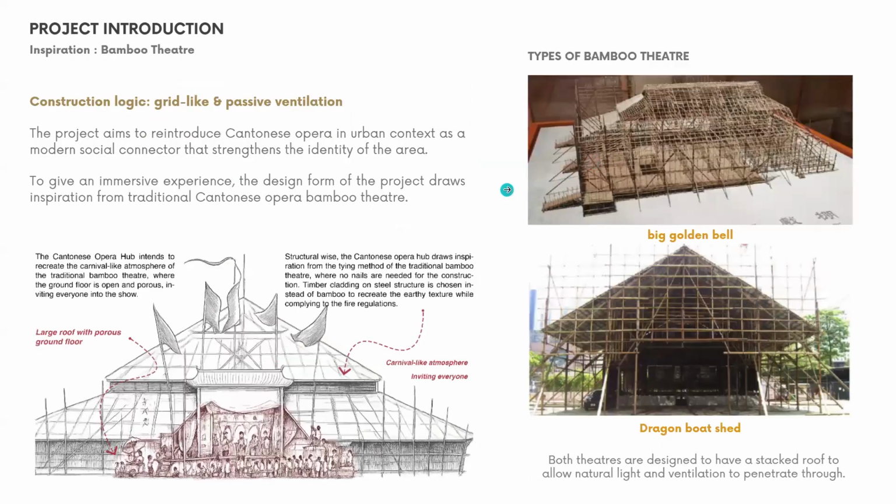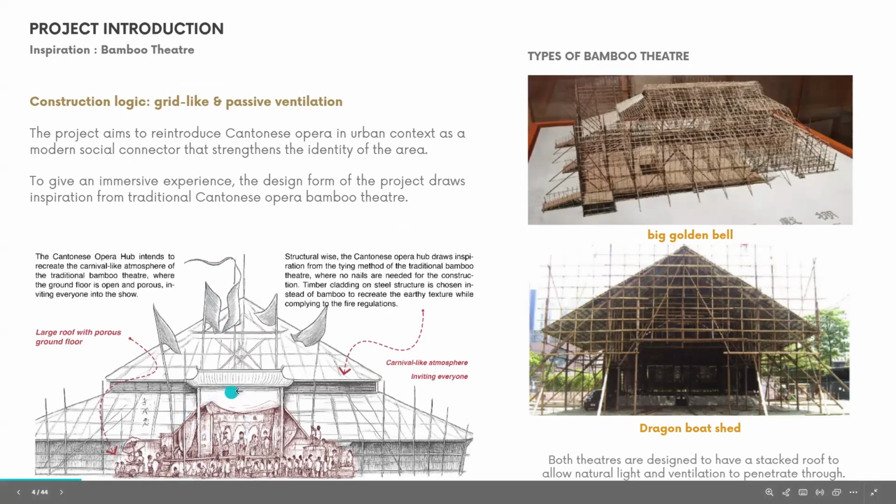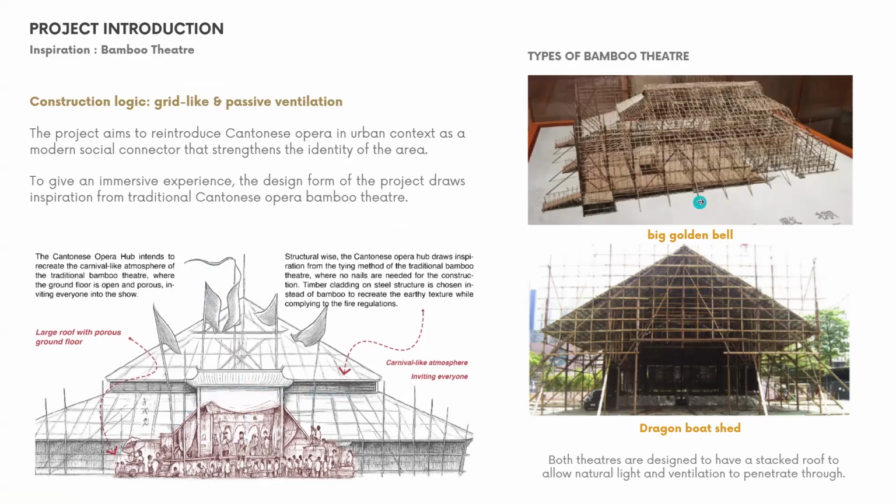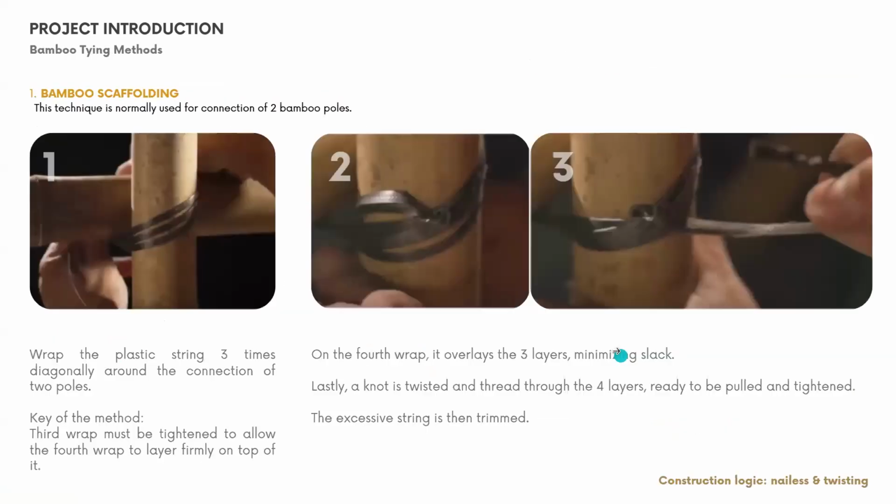So the inspiration of the form is from the traditional bamboo theatre, and its construction logic is some sort of grid-like structure, and they also focus on some passive ventilation. As you can see, this is the form of the traditional bamboo theatre. There are two types. This one is the big golden bell, and the second one is the dragon boat shed.